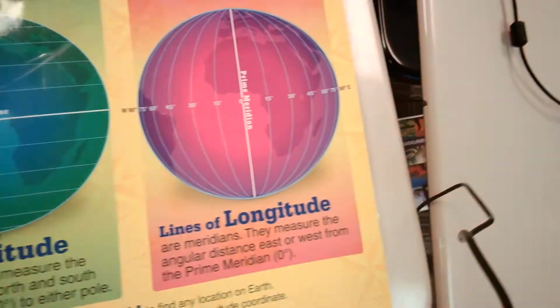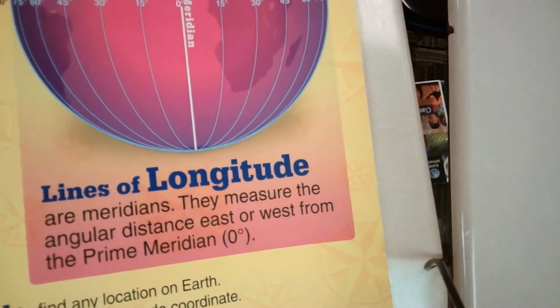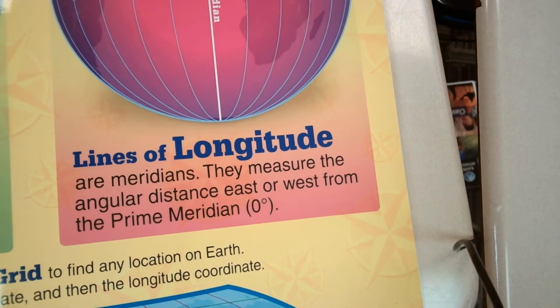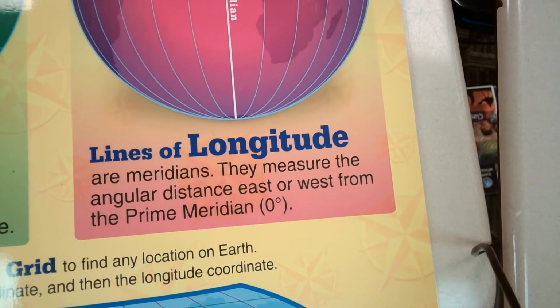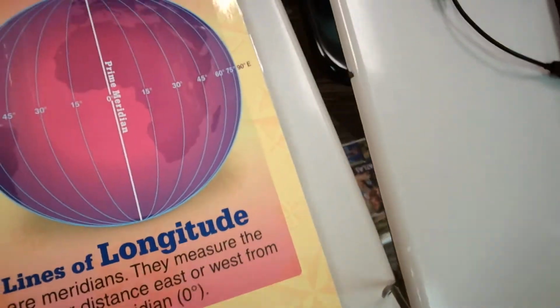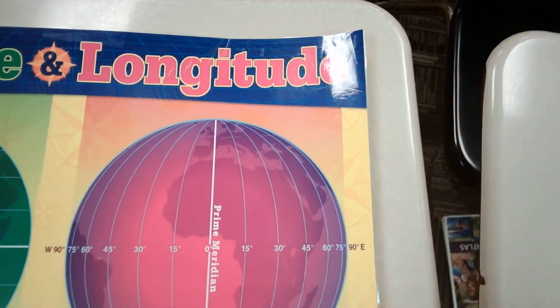Now let's take a look at longitude. Look what longitude says. Lines of longitude are meridians. They measure the angular distance east or west from the prime meridian. If that sounds complicated, it actually is not. So let's be simple. Let's take a look at this.